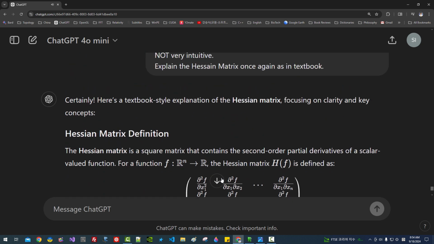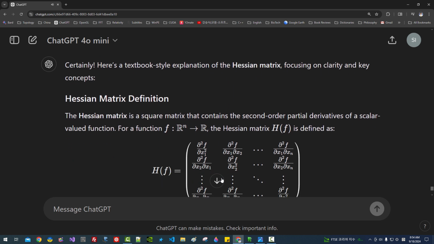Certainly. Here's a textbook-style explanation of the Hessian matrix, focusing on clarity and key concepts. Hessian matrix definition. The Hessian matrix is a square matrix that contains the second-order partial derivatives of a scalar-valued function.